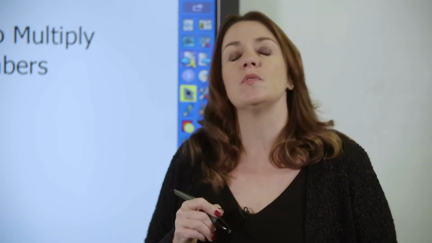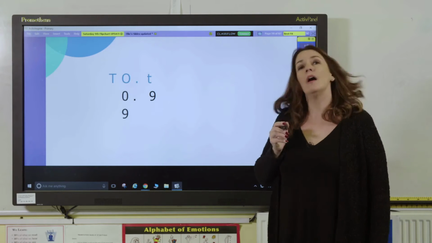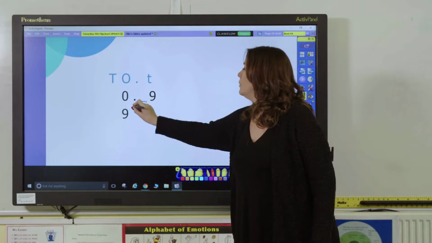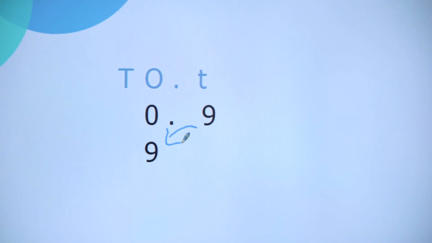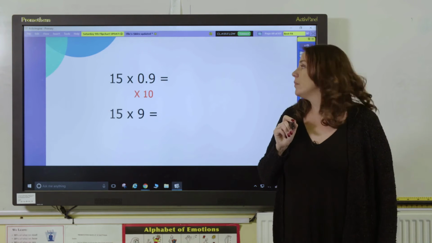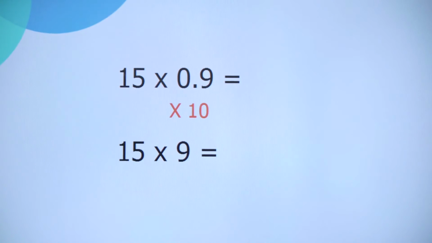When working with decimals, it's a really good idea to change them by multiplying them by 10 or 100 so that those numbers are much easier to work with. So here I can multiply my 9 by 10, which would give me 9 whole ones to work with. Now I'm just multiplying whole numbers. So here I've timesed it by 10, now I'm multiplying 15 times 10.